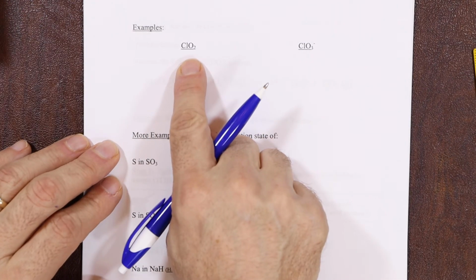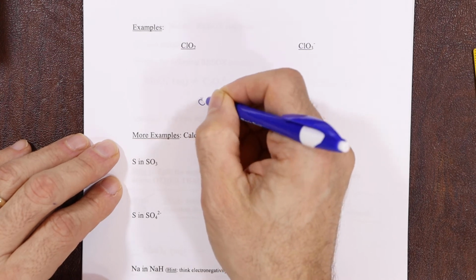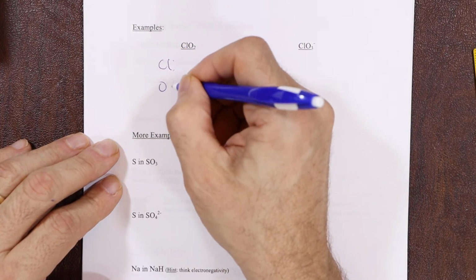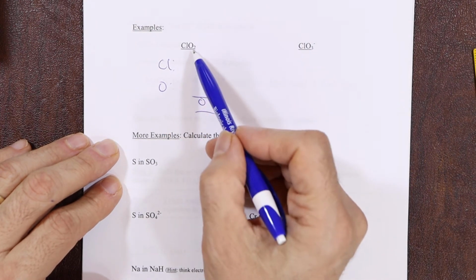So ClO2 is a molecule with no charge, so it all adds up to 0. The winner is oxygen.